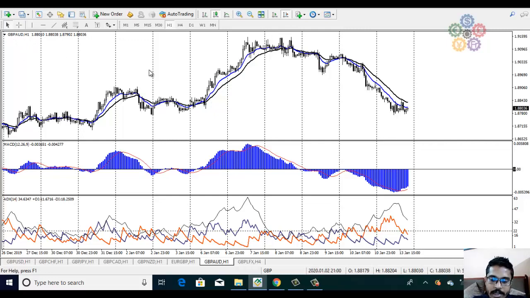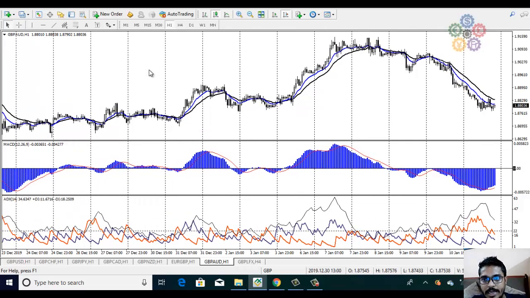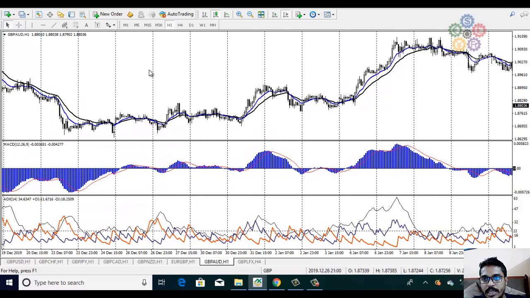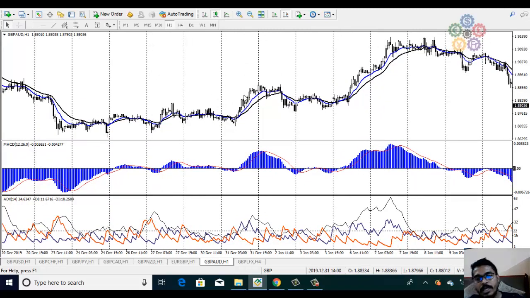Right at this point here, even if you simply look at it this way, let's say you've got a signal right here. How do you know that this would have worked? It's simply because from this point on, you knew that for this signal to really work, pound needs to be weak or the Aussie needs to be strong. That's the only way it's going to work.